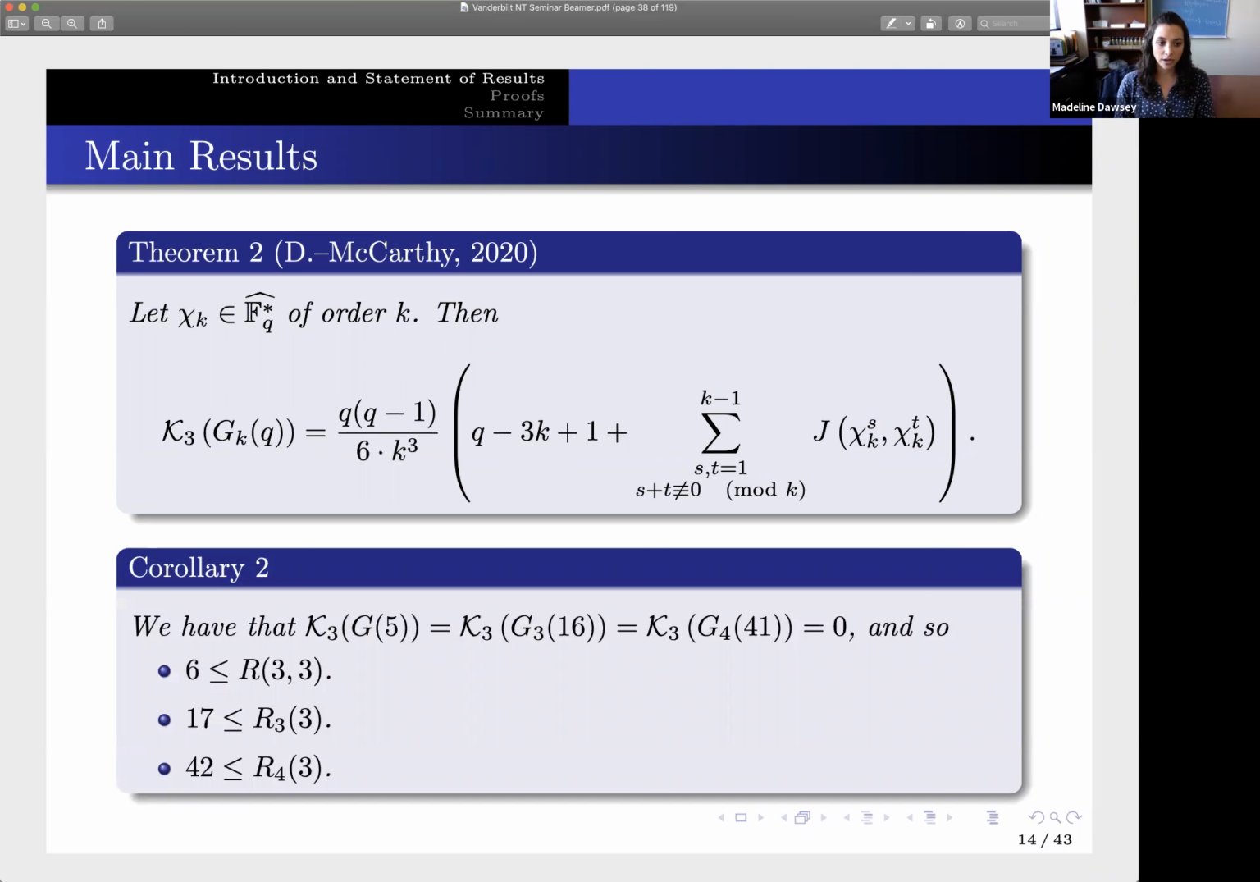And so again, we got a corollary that gave lower bounds for these Ramsey numbers. And again, the first two matched the best known lower bounds and the third one did not. Okay, so again, the generalized Paley graphs are not the right thing to look at anymore when you're trying to bound these Ramsey numbers.